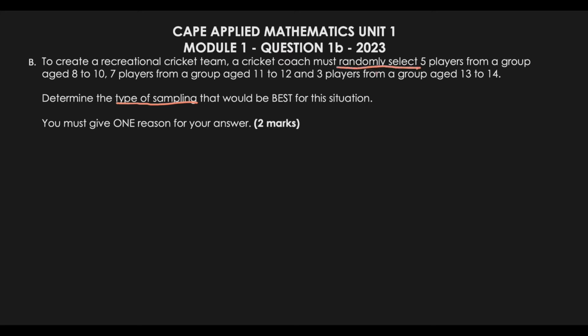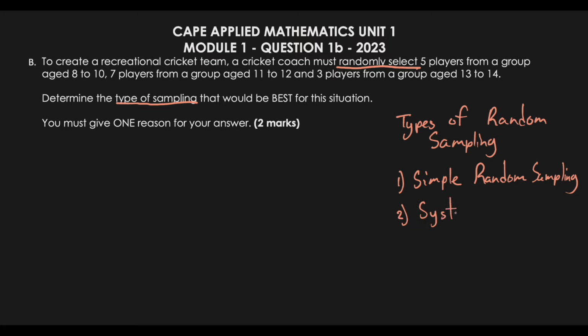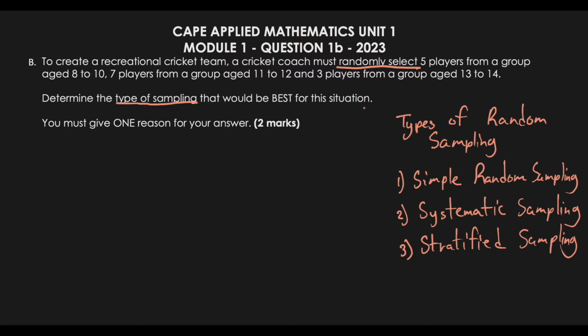"randomly select." You're already telling me what kind of method I must implement, and that's random sampling. So the types of random sampling that we have for this syllabus are: 1, simple random sampling, 2, systematic sampling, and 3, stratified sampling. We need to figure out the intention of this recreational team. Based on this, we have different groups, and in each group we must have a certain number of players. So the fact that we're selecting randomly is because they are probably trying to give each group representation on the entire recreational team that they're trying to create.